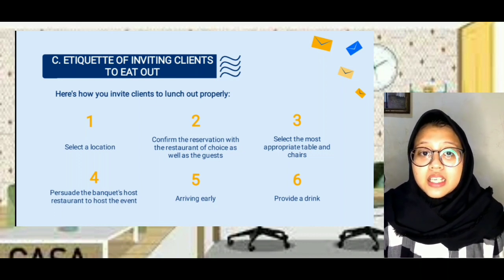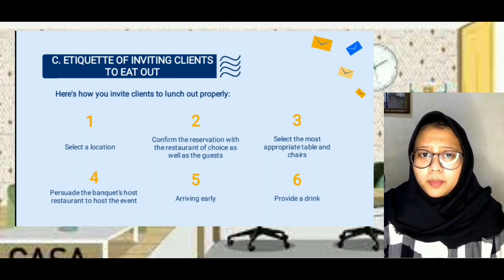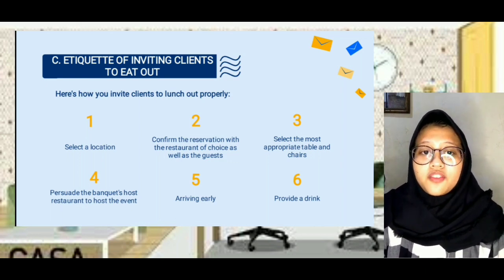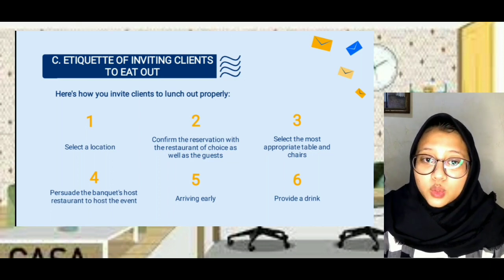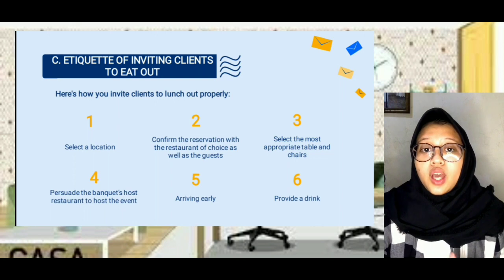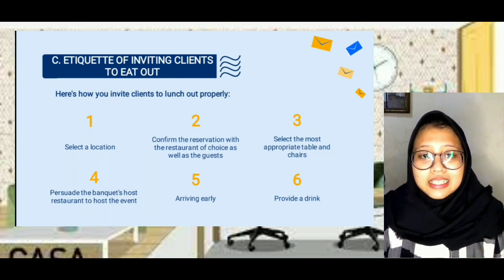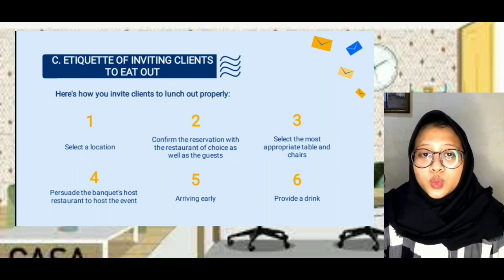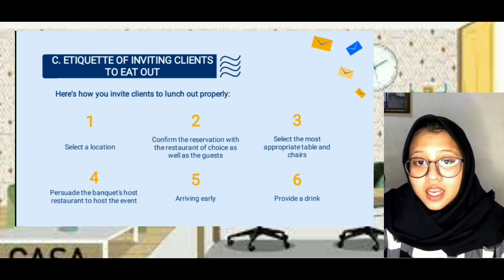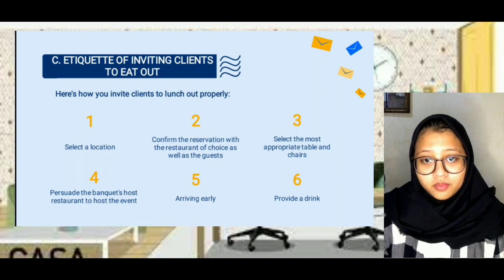Don't keep it a secret from the waiters. As a result, pay ahead of time or advise the restaurant that the bill must be presented to the invitee only, not other guests. 5. Arriving early. Arriving early not only allows you to greet your guests, but it also allows you to double check that everything is in order.